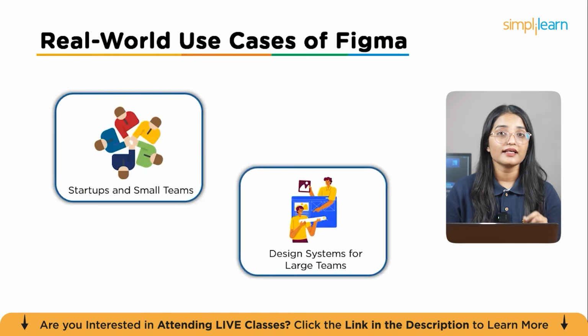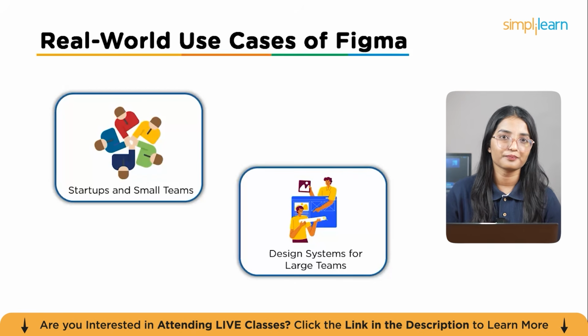Next one is design systems for large teams. Figma helps design teams in larger companies to create design systems, a collection of reusable components like buttons, icons, typography. Now, this ensures consistency across projects, making collaboration smoother as the team grows.